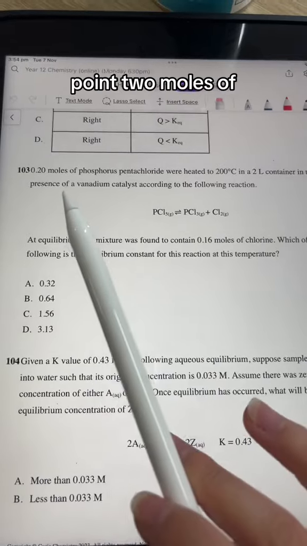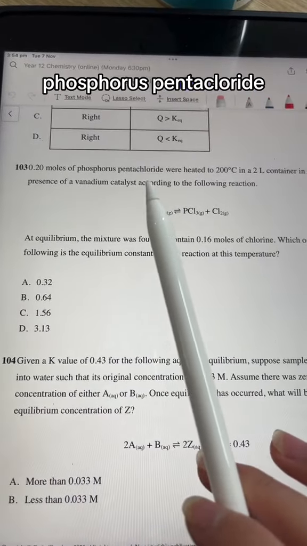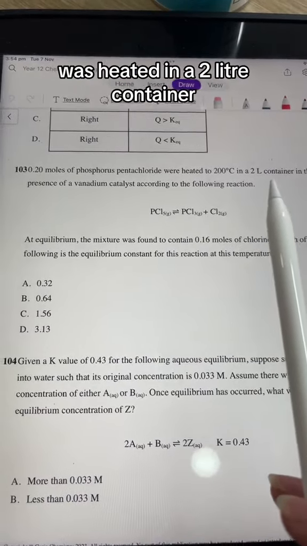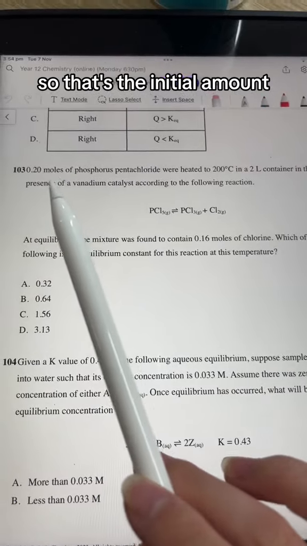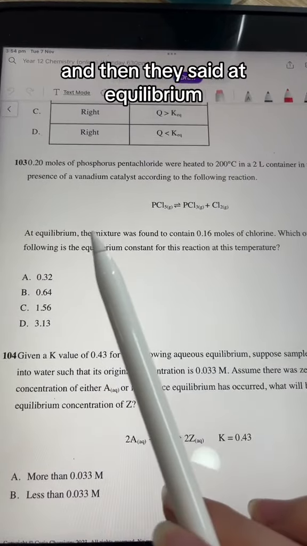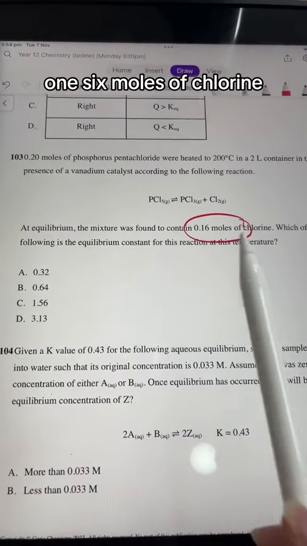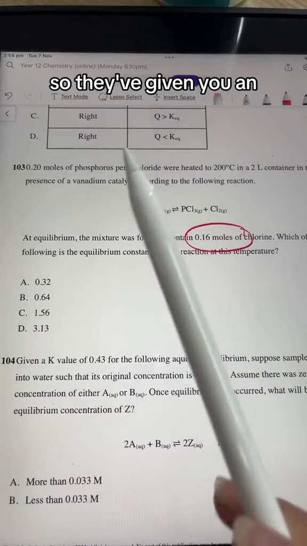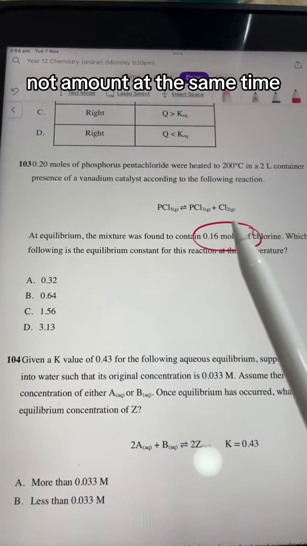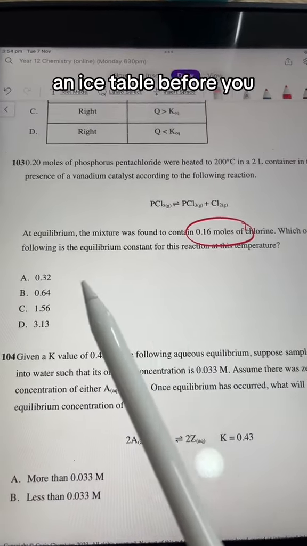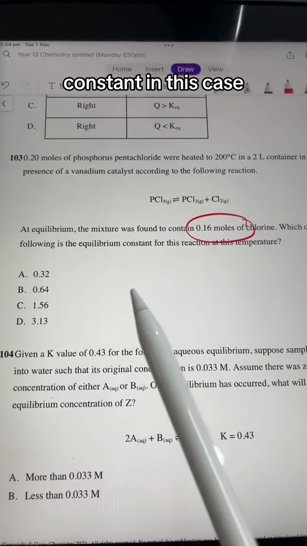In this question, 0.2 moles of phosphorus pentachloride was heated in a 2-liter container, which is the initial amount that you put in that container. So that's the initial amount. And then they said at equilibrium, the mixture contains 0.16 moles of chlorine. So they've given you an initial amount and an equilibrium amount, not amounts at the same time. So you need to set up an ICE table before you can calculate the equilibrium constant in this case.